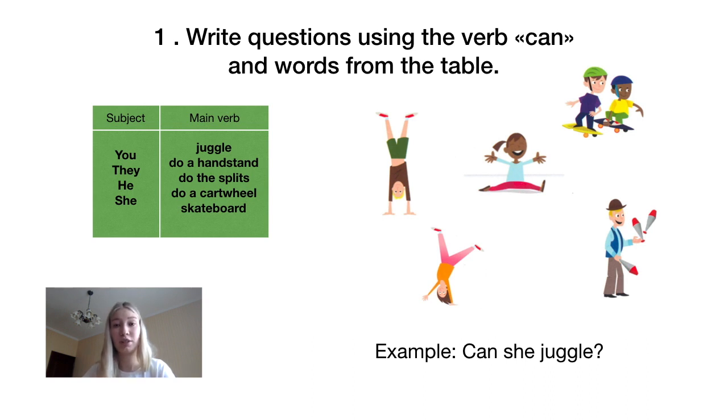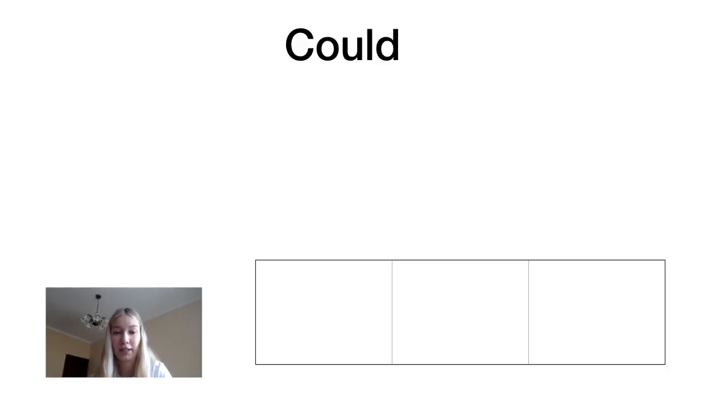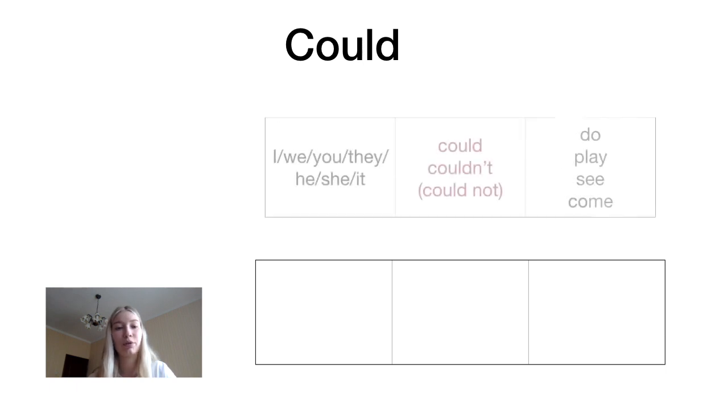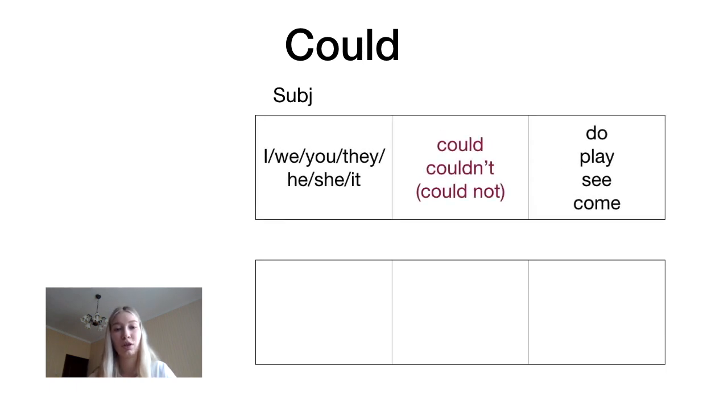So you need to create at least 4 sentences and you need to write them down in your copybook. Good luck. Okay, and now let's have a look at this table and let's remember how to create affirmative and negative sentences with the verb could. As you all remember, we need subject, we need the verb could, couldn't, or could not, and we need the main verb like do, play, see, or come, for example.